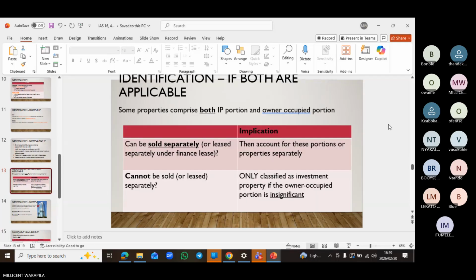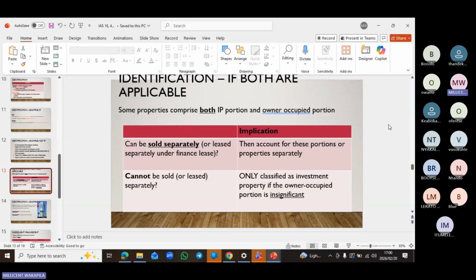Right. There are some other instances whereby you have one building. In that one building, there is a part that comprises both the IP, which is the investment portion, as well as the owner occupied portion, right? So, what are you going to do, right?